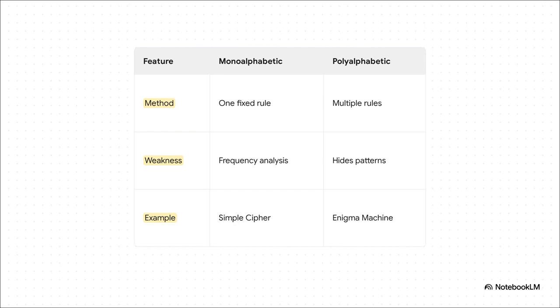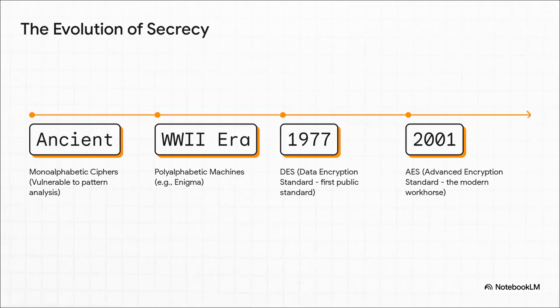This obvious weakness led to the next step, polyalphabetic ciphers. Think of the famous Enigma machine from World War II. It used a whole bunch of different substitution rules at once, which totally scrambled those letter frequencies and made things a lot harder to crack. And you could see that whole evolution right here. We went from those simple breakable ciphers in ancient times to these really complex mechanical beasts like Enigma. But the real game changer, the thing that brought this to the masses, was standardized public encryption. First with DES back in '77, and then to the modern workhorse, AES, which came out in 2001. That's the algorithm that's probably protecting the device you're on right now.